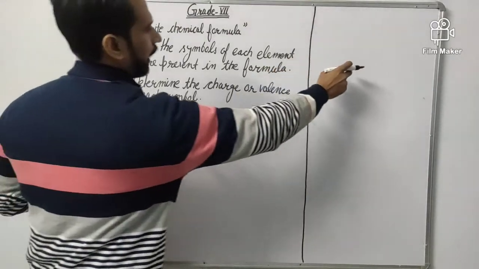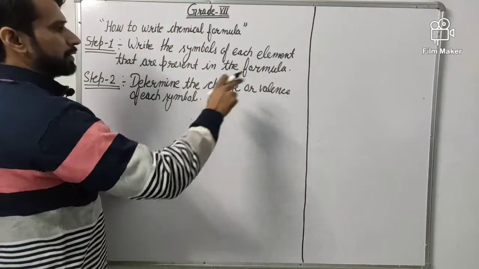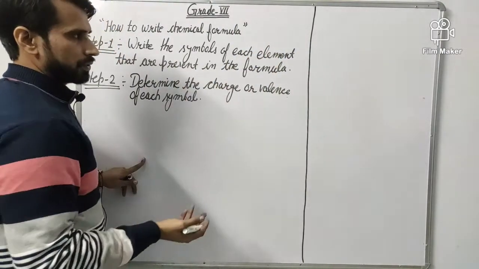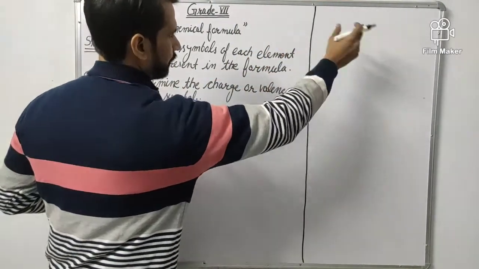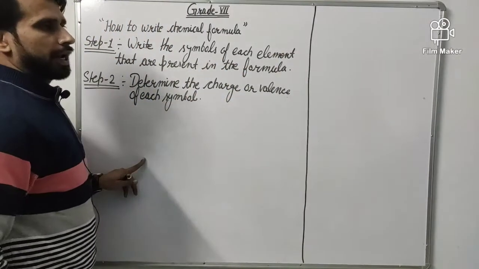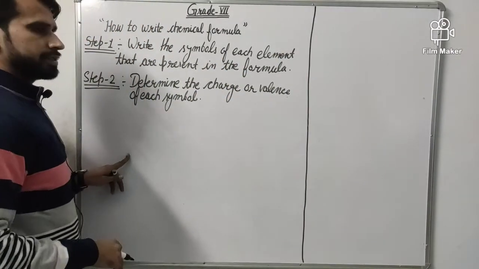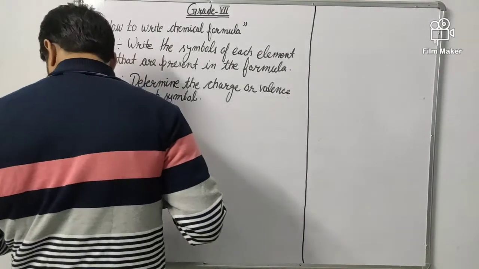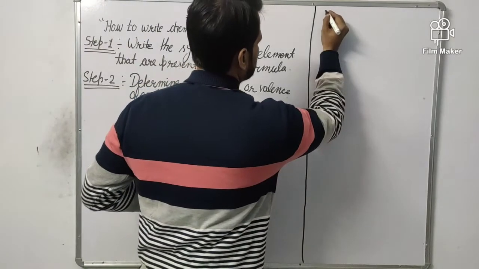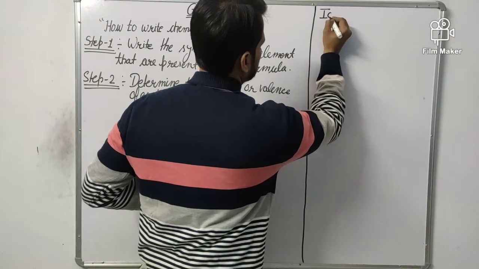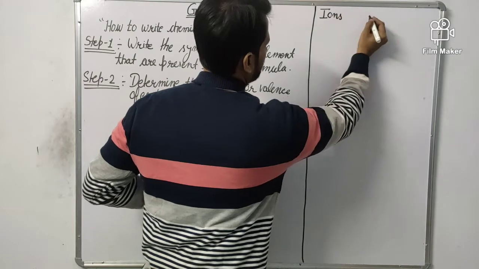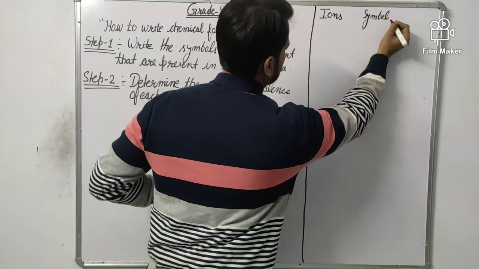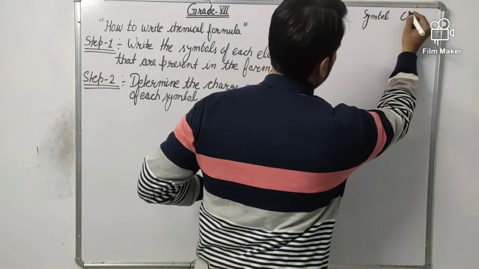Okay, here I am writing some elements, their symbols and their charges. You have to pick the symbols and their charges of the elements from there, and you can easily predict the formula of any compound. Okay, so let's start. There are some elements. Here I will write the ions, and in front of the ions I will write the symbols, and here I will write the charge on the ion.